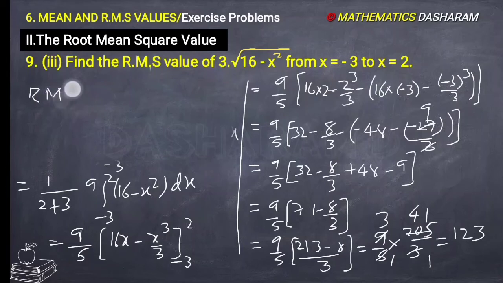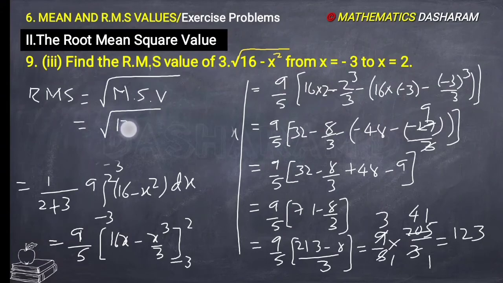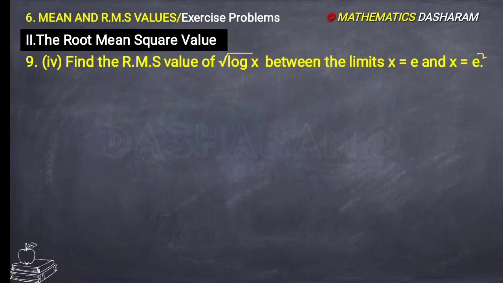Therefore the RMS value is under root MSV. So under root 123 is our required answer. Fourth question, find the RMS value of root log x between the limits x equals e and x equals e square.